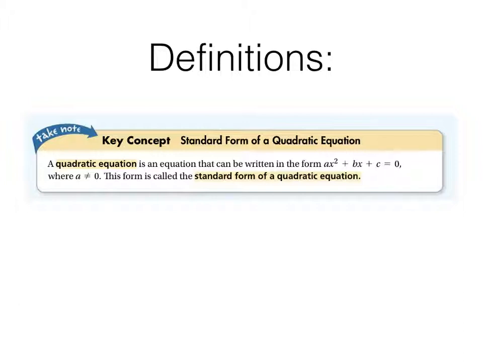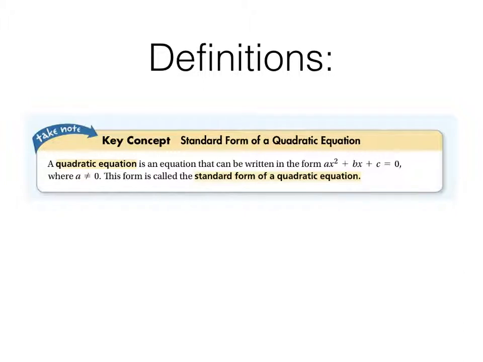And even if the number isn't a 0, you can always subtract or add it so that it becomes a 0, and that just changes the value of the constant c. And remember, a can't equal 0 here, because otherwise there wouldn't be an x squared in the equation. And it's called the standard form of a quadratic equation. So that's what we're going to be solving now.